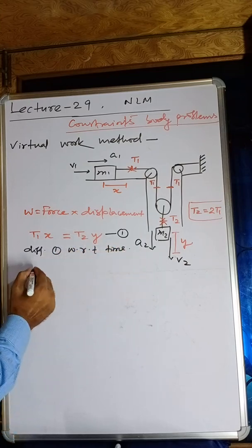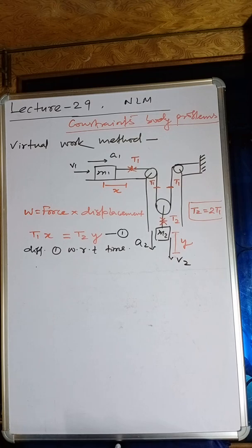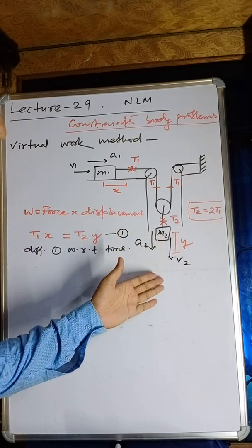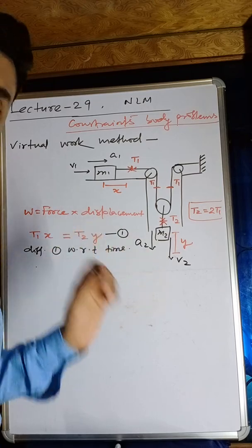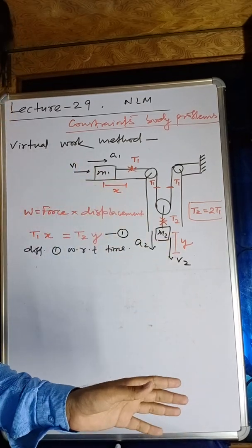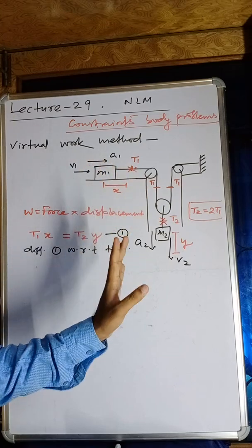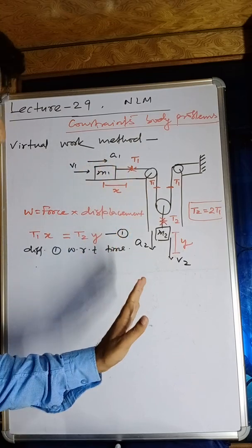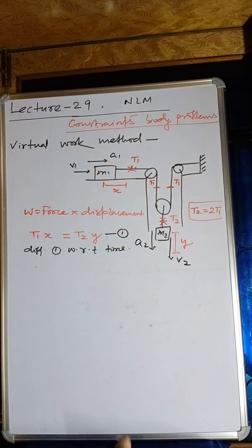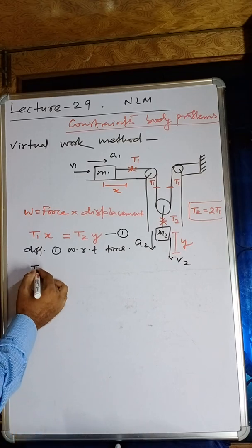What you can write here, the tension, it is constant. Remember, this tension is not going to be changed. Whatever may be the position changed by this m2, whatever may be the position changed by this m1, there will be no change in tension at all. Am I right? Yes. Tension is not going to be changed. So tension will be constant, taken out.